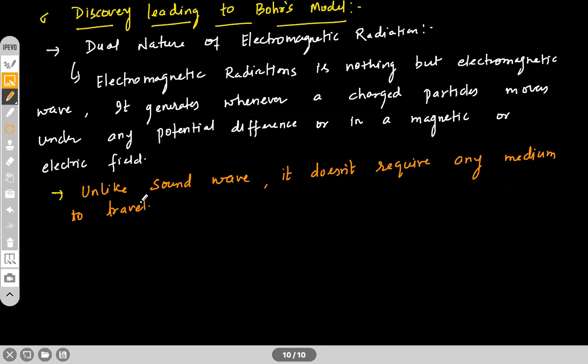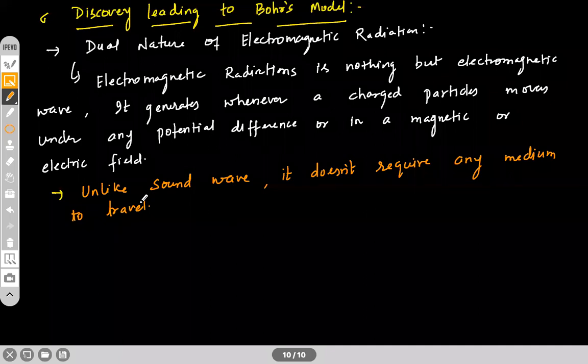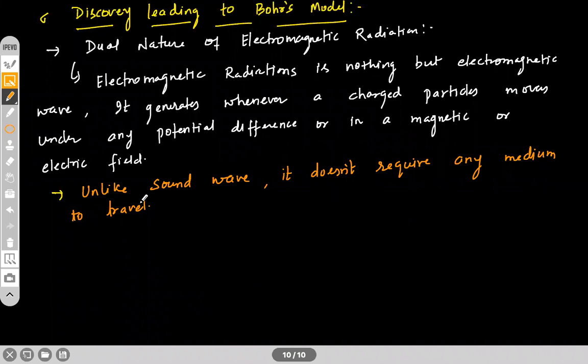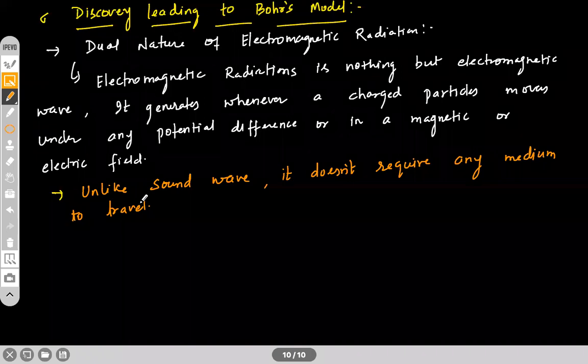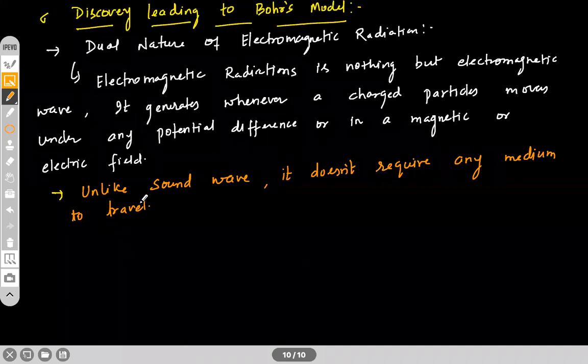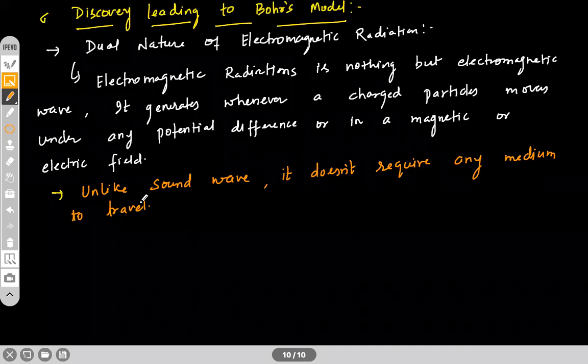This is one property of electromagnetic radiation which is very important. Because of this property only, it is used by satellites to send pictures from the universe, like the various pictures of Mars we used to see. Since in vacuum there's no medium, we are still able to receive those pictures, because we are using electromagnetic radiations. So it does not require any medium.